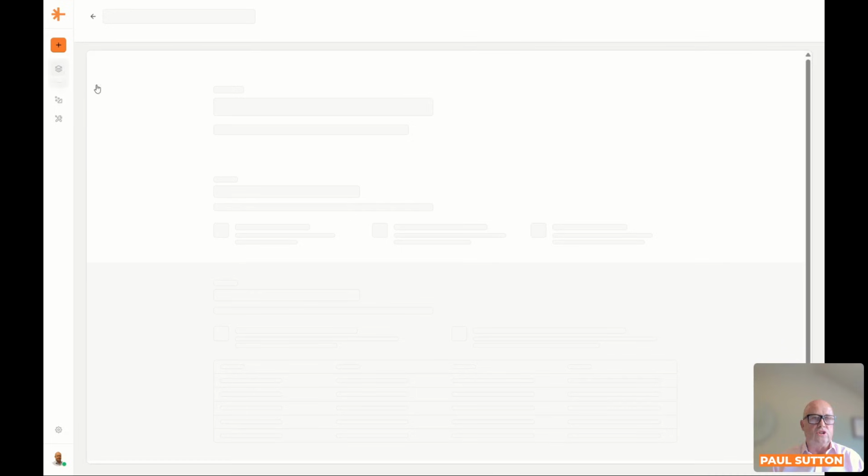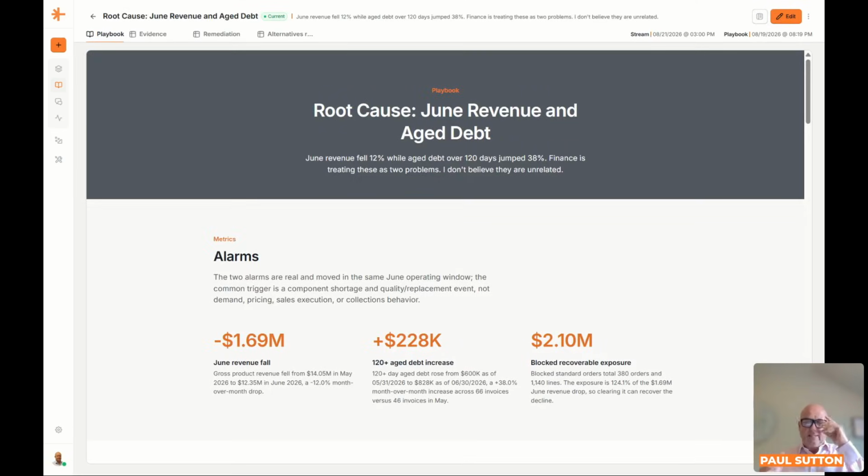So let me just start with a playbook. What we've done in this example is it's exactly the same data set that we used before, except we've widened it out to include more tables. The dashboard that I built had some predefined structure. Here, in creating this playbook in eyko, I just gave it a very simple question, and it's captured here in the subheading. June revenue fell by 12%, aged debt over 20 days. Finance is treating these as two problems. I don't believe they're unrelated. Go explore. So we put that in, and a decision intelligence platform will create this sort of playbook.